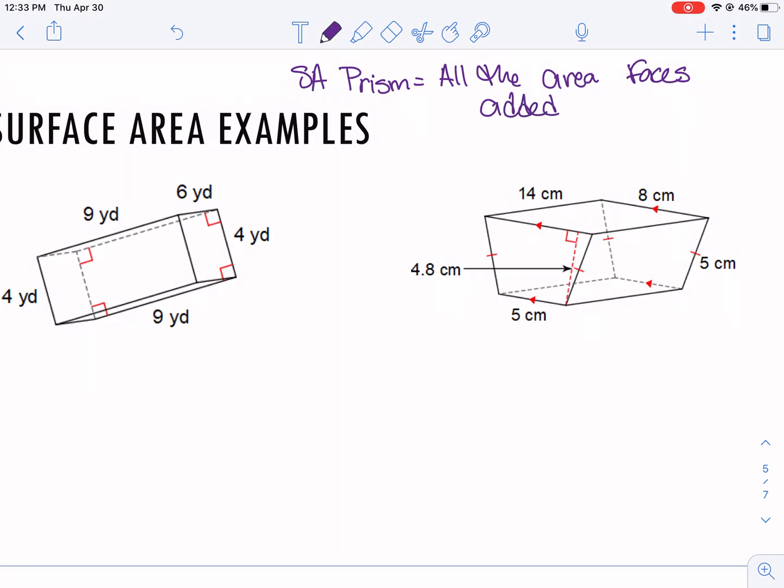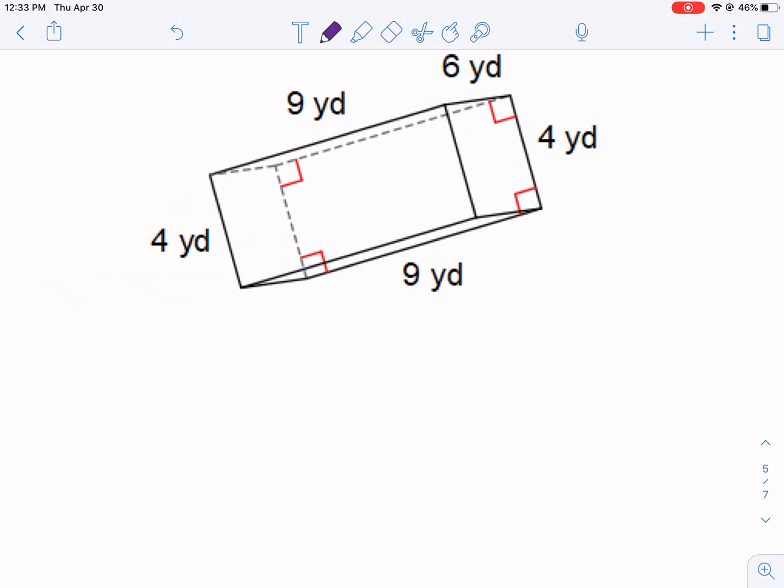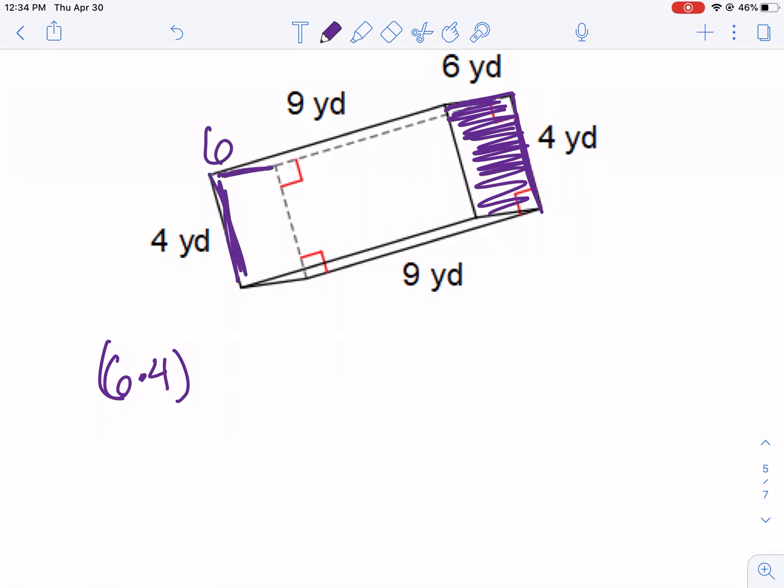So if I look at my first one, it's a rectangular prism because the base is a rectangle. I see this small rectangle of 6 by 4, right? This is 6 yards, this is 4 yards. Well, to find the area of that, I do 6 times 4. But that's not the only spot where I have a 6 by 4 rectangle, right? I have one here. So since I have 2 of those, I'm going to multiply this by 2.